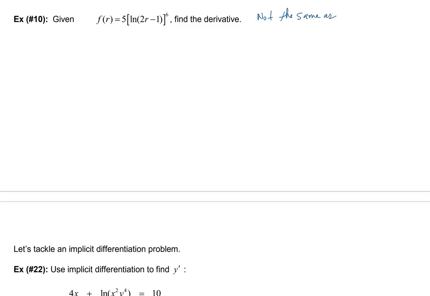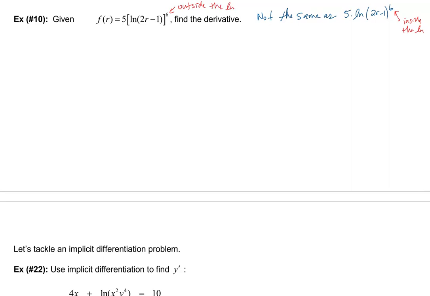So it's not the same as 5 and then natural log and then parentheses this way, 2r minus 1 with the sixth power on the parentheses of the log. That 6 is inside the ln, whereas this 6, because of those extra brackets, is outside the ln. And that's important for the chain rule. We need to sort of know the layers of how this is built up.